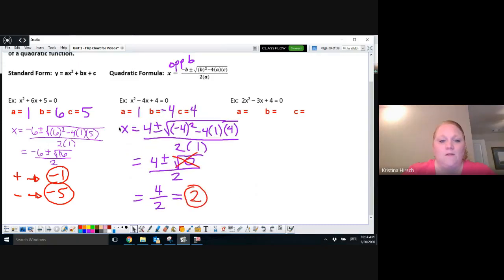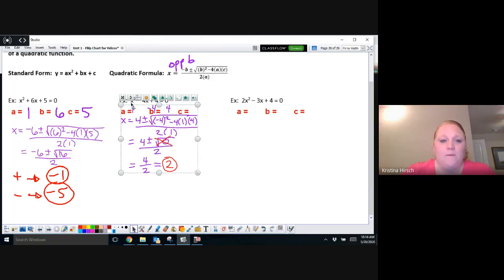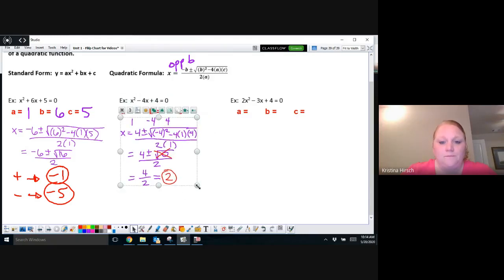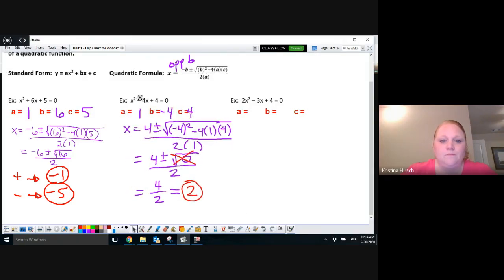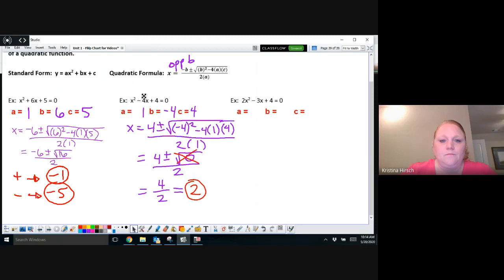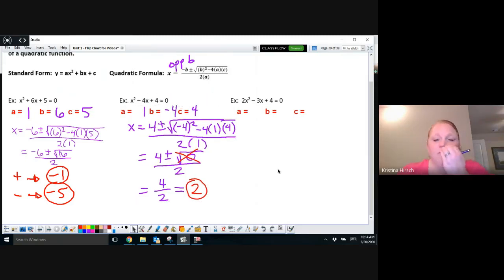Whoops, I don't know if it'll let me grab what I really want to grab, but all right, well, I'll make it work. All right, trying to make sure I have room for the next problem.